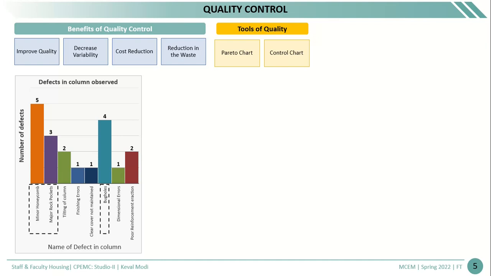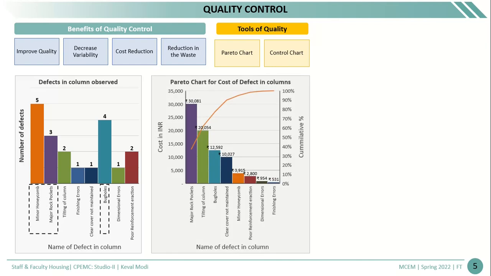Among these, minor honeycombing, major rock pockets, and bug holes are the defects which are shown frequently on the site. So the contractor has to find the cause behind these defects. Then the cost of each defect is calculated, and major rock pockets and tilting of column are the two defects which contribute almost 70% of the total cost. So the contractor has to find the cause behind these defects also.